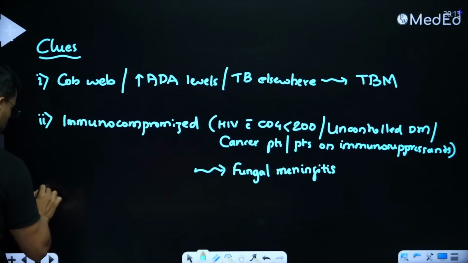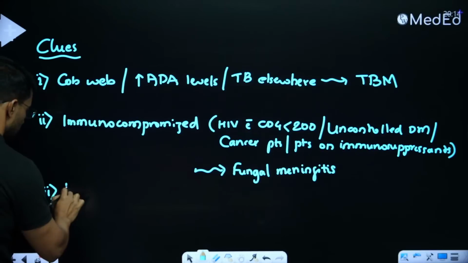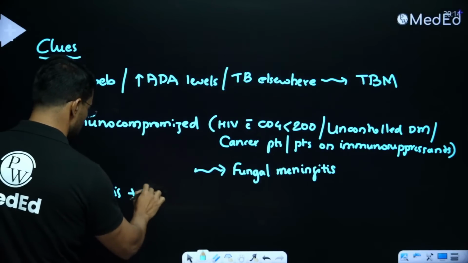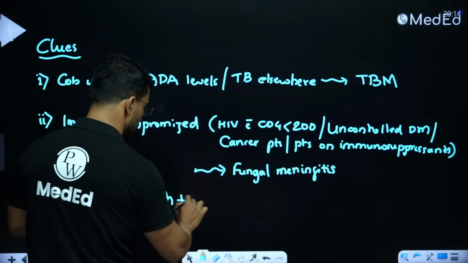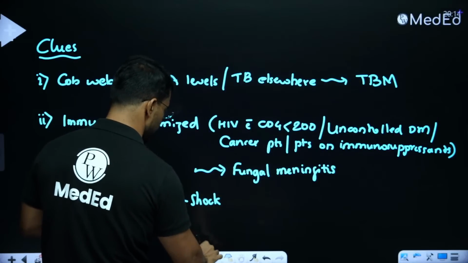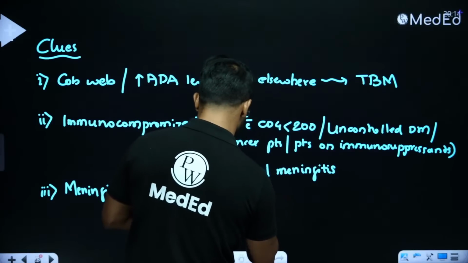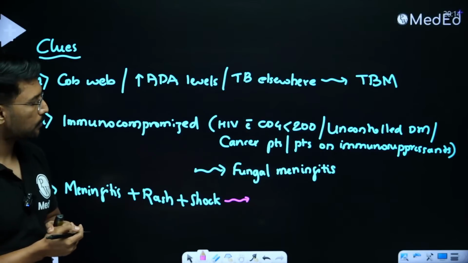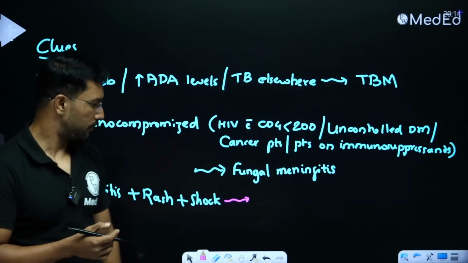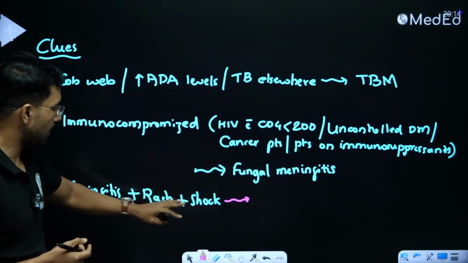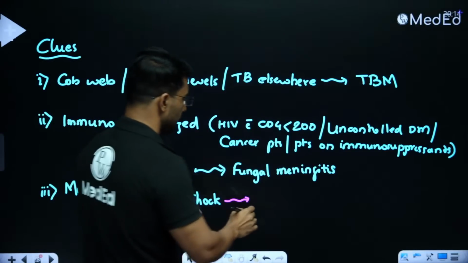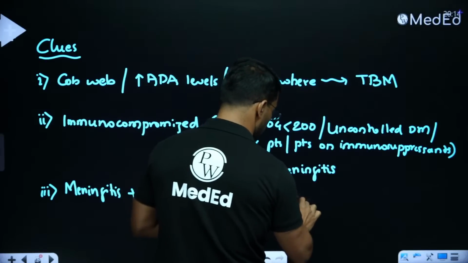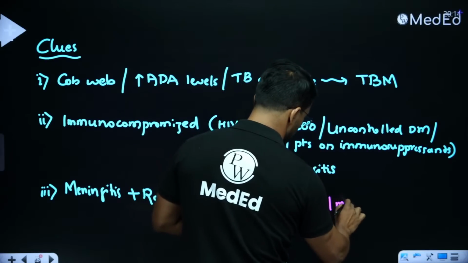Again, similar. Meningitis plus rash plus shock. What should I think of? Meningitis, rash, and patient is in a state of shock mainly because of adrenal hemorrhage. What should I think of? Fungal, the most common, cryptococcal. Good. What should I think of? Meningitis, rash and shock. It is bacterial, mainly meningococcal meningitis.